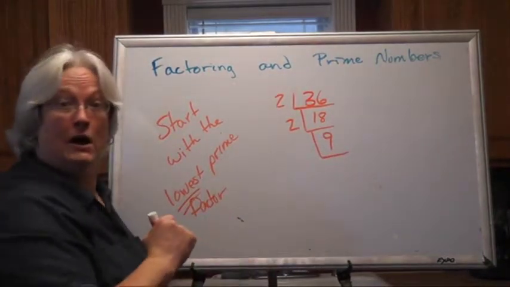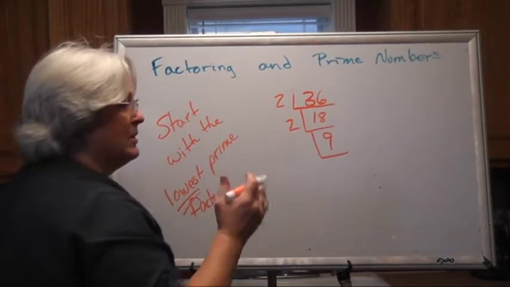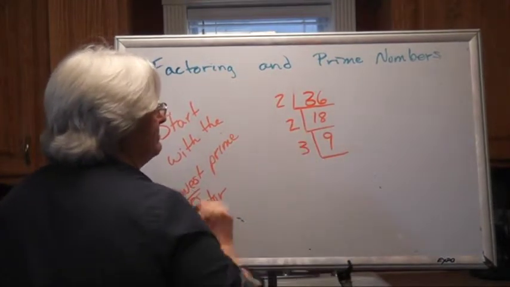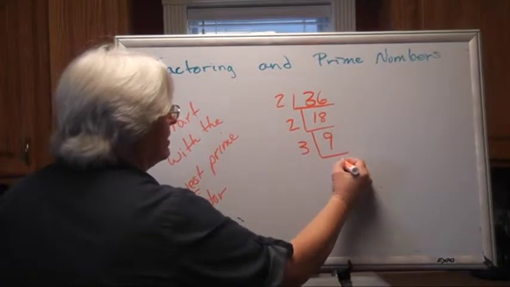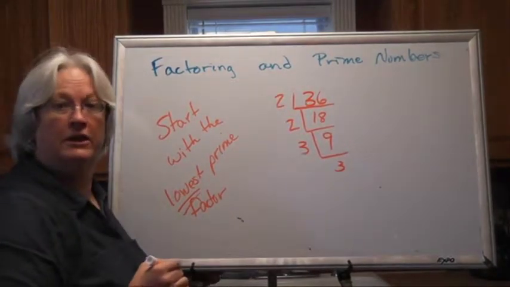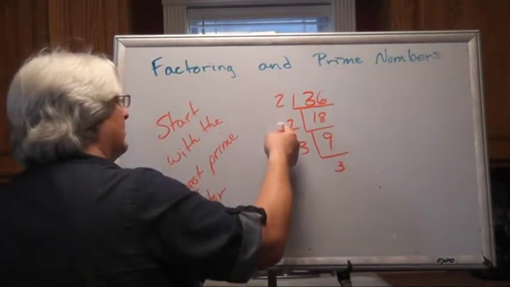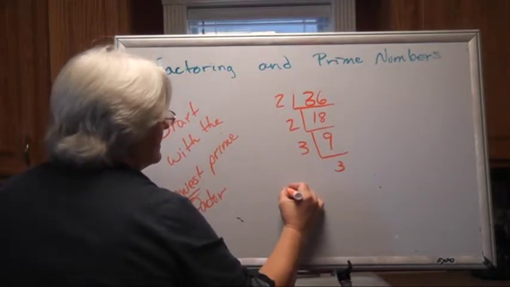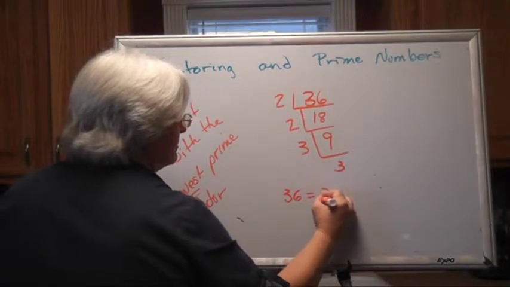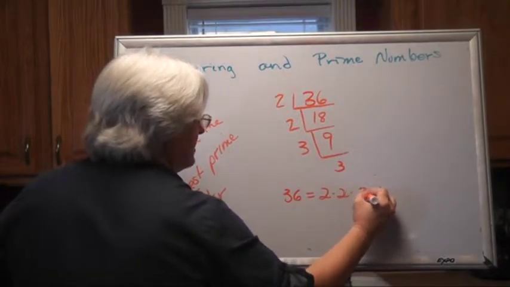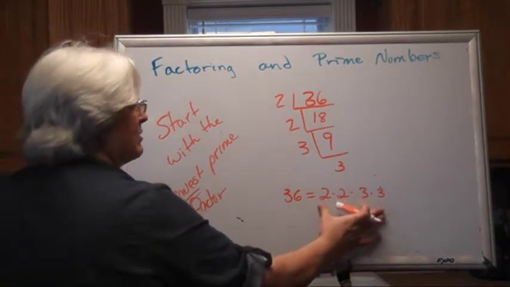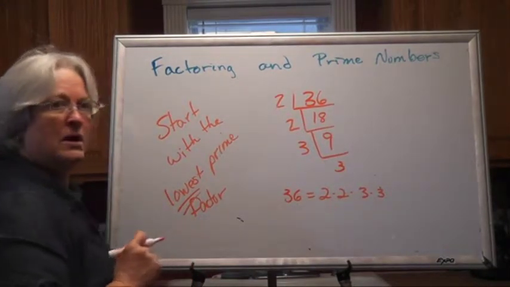Can I divide 9 by 2? Of course not. So I move up to the next prime number, 3. 9 divided by 3 is 3. The numbers that are on this outside here, these are the prime factors. So we say that 36 is equal to 2 times 2 times 3 times 3. These are the prime factors of 36.